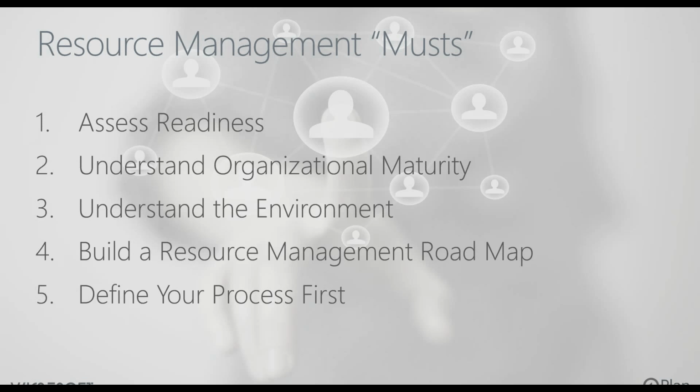And another key piece is to define your process first about how you'd like to operate as an organization. Only then can you model those in tools and other automation that you want to put in place, because it's very difficult to model vapor if it doesn't exist.